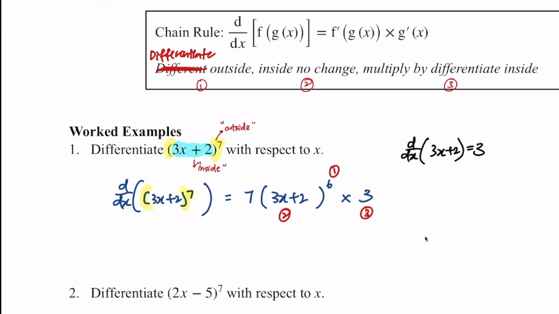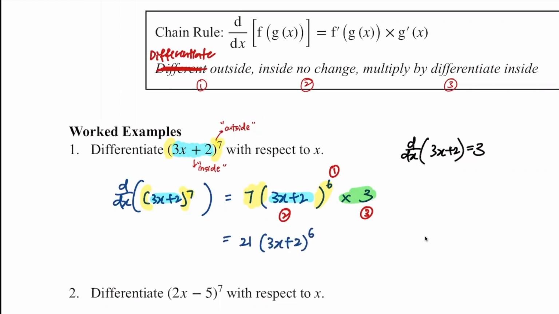Okay, so one more time. Differentiate the outside first. The inside remains untouched. Then you multiply by differentiate inside. Okay, now what you need to do next is you just multiply the 7 and 3 together.